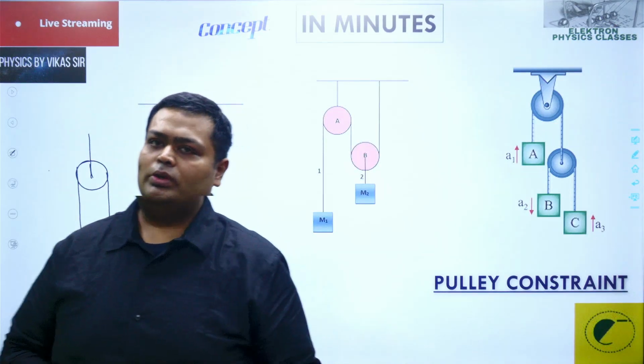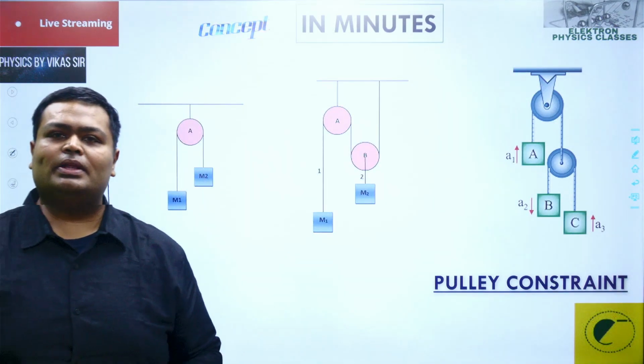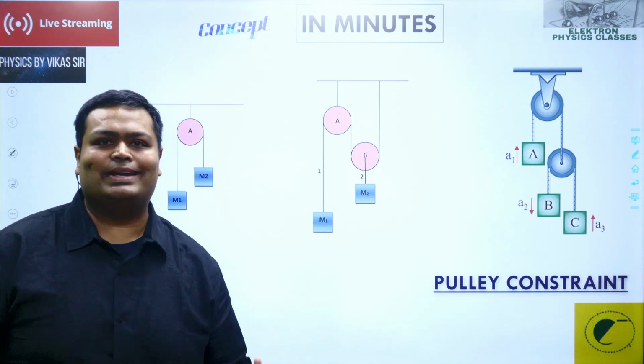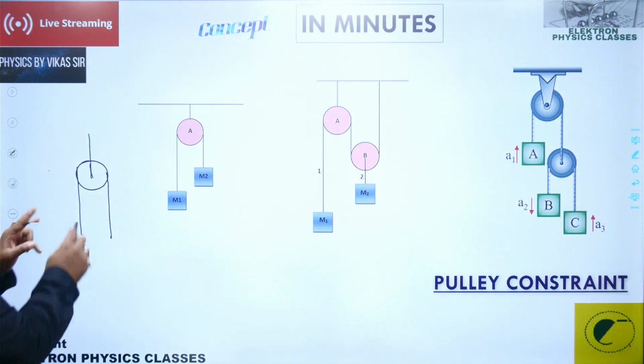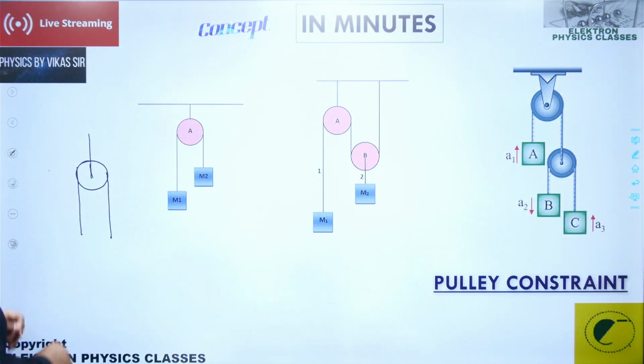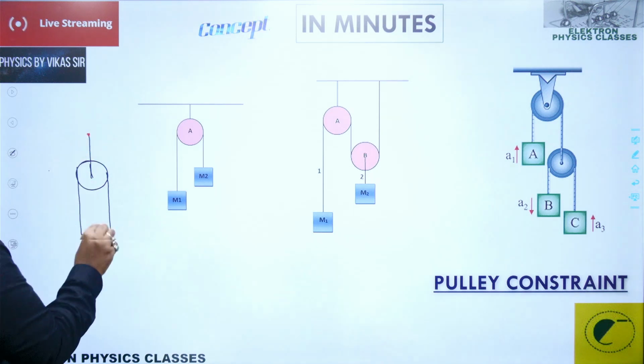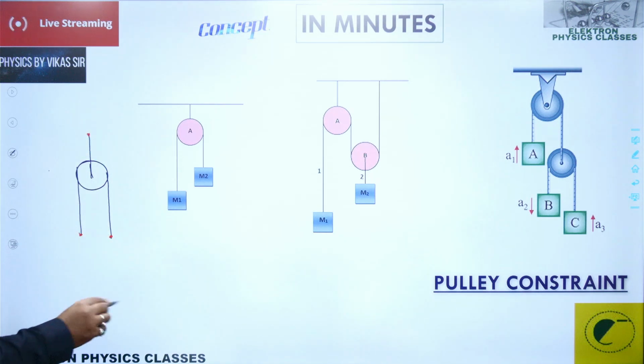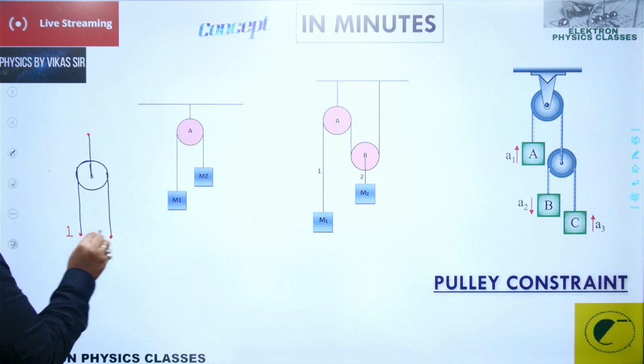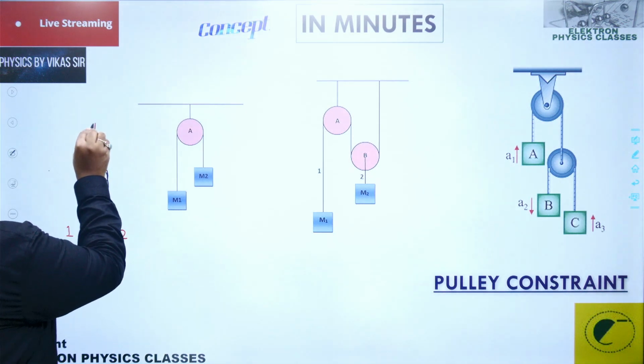Hello students, today I am going to teach you a concept in minutes regarding the pulley constraint. Let's kickstart. Now, this is a condition in which I have a pulley. I have created over here 3 points with respect to this particular pulley. Let me mention, this particular point is 1, this particular point is 2, and this is the pulley point.